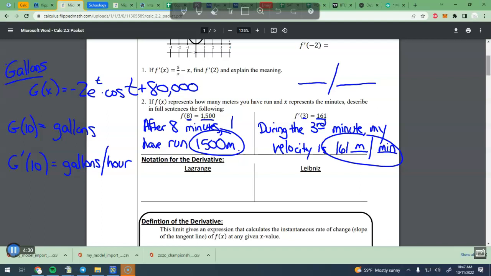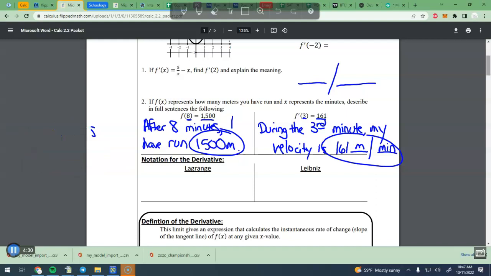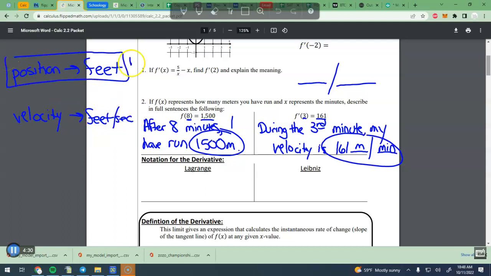Think about physics. I don't know if you've got quite this far, but if you take the derivative of a position graph, so position is like feet, right? What's velocity? What would the label be on velocity? Distance over time, so it could be like feet per second. So that's an amount. That's a rate. And velocity is the derivative of position.